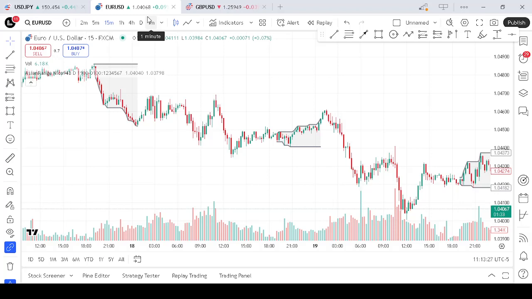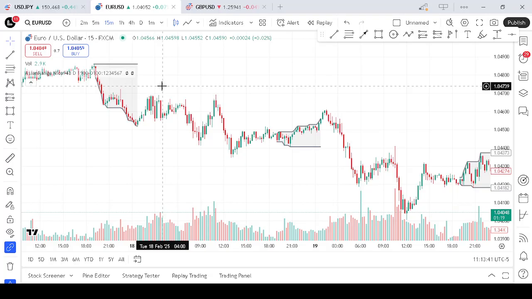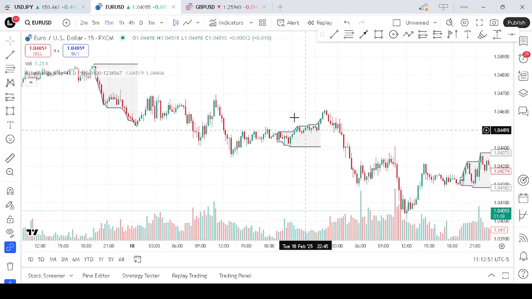The beauty of this strategy lies in its simplicity. You are essentially waiting for the market to show its hand before making your move. By focusing on clear price action levels and waiting for confirmation of your trade breakout, you can minimize false signals and improve your trading accuracy. Now let's see how we can trade using the New York breakout strategy.